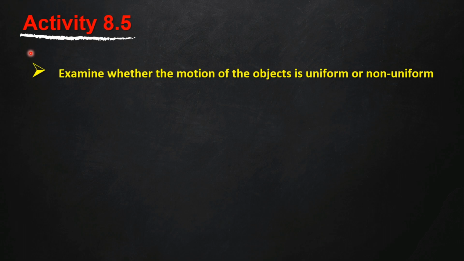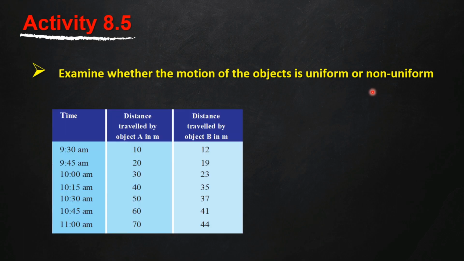Next, let us consider the activity 8.5. It is to examine whether the motion of an object is uniform or non-uniform. For that, let us consider this table. See here the time, distance travelled by object A and distance travelled by object B is given. At 9:30 am, the distance travelled by object A is 10 and object B is 12.